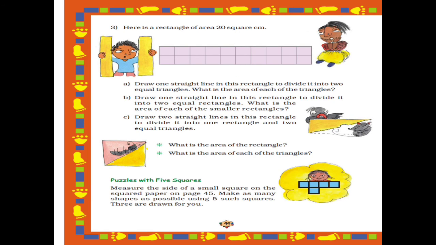Now the next question is, draw two straight lines in this rectangle to divide it into one rectangle and two equal triangles. Now you have to draw two straight lines in such a way that the rectangle is divided into one rectangle and two equal triangles. So this will be your homework. You have to do this as your homework, and after you draw the lines, you will find the area of the rectangle as well as the area of the triangles. So these two questions are also your homework.